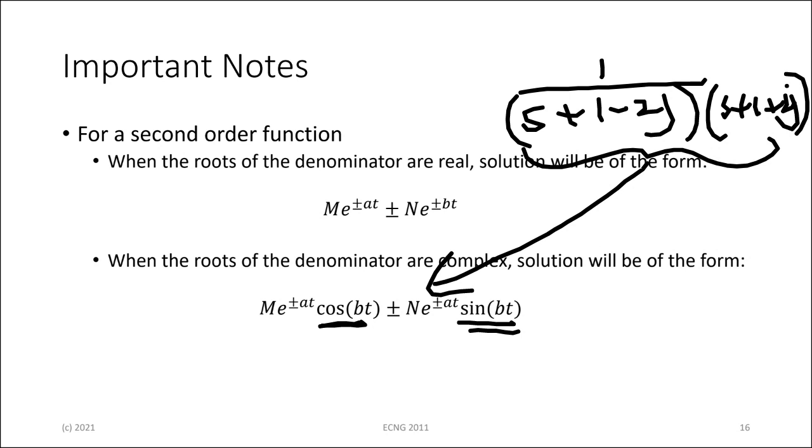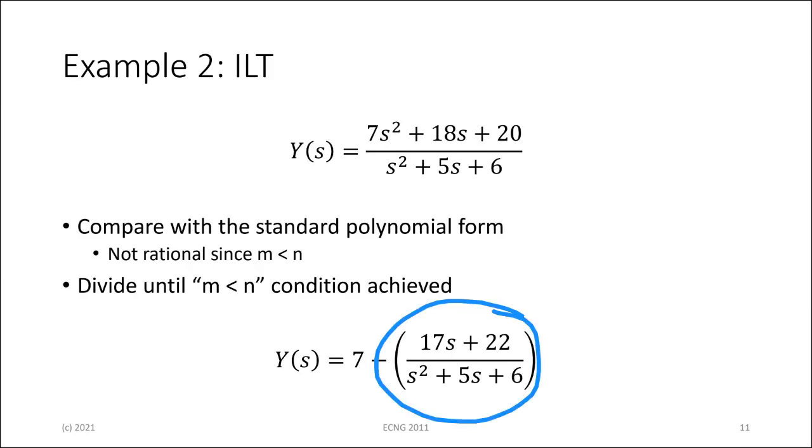So, questions? Poles and zeros? Yes, Jamar. Sir, I just have one question, and it's on page 11. I'm not really sure what you use to get the 17s plus the 22. I think you said that you have to do division in terms of like remainder theorem or something like that.